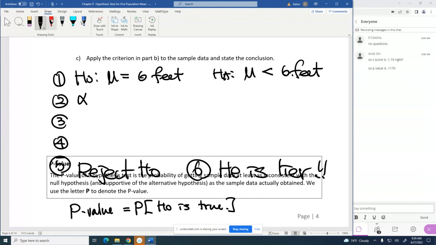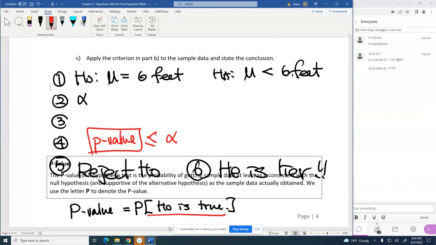If you want to reject the null hypothesis, what does it mean? The p-value must be less than or equal to alpha. Any alpha, but the p-value must be smaller. Does it make sense, right? What was the p-value?